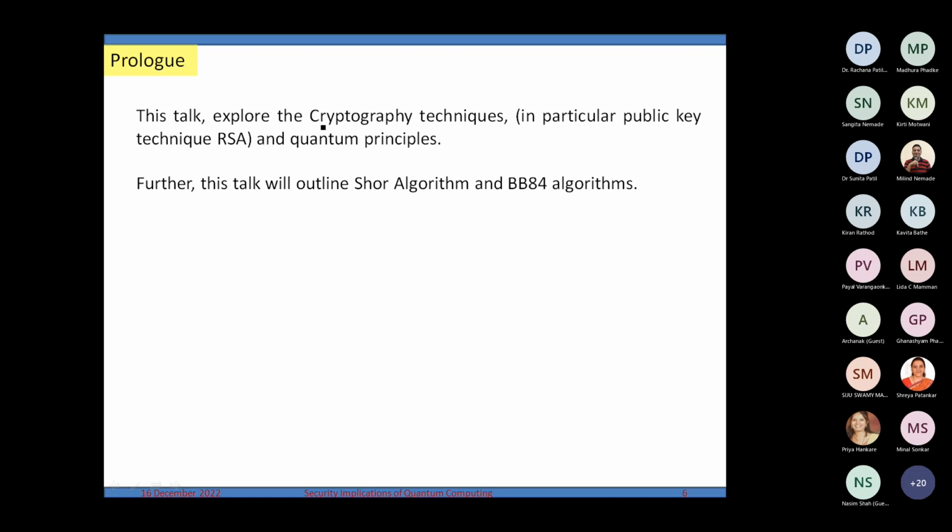So my talk, as I mentioned, will explore cryptography techniques, which include public key cryptography such as RSA, and I will also be talking about quantum principles. Subsequently, I will talk about Shor's algorithm and its implementation. Then also the BB84 algorithm for key distribution or key management. BB84 is meant for key distribution. Shor's algorithm is meant for finding the factors of a number.